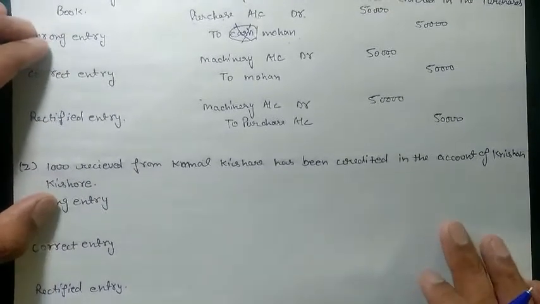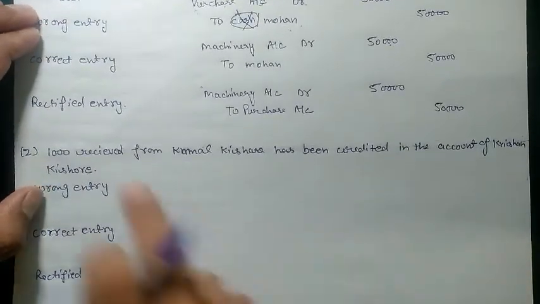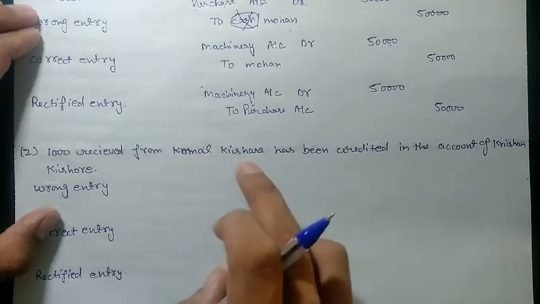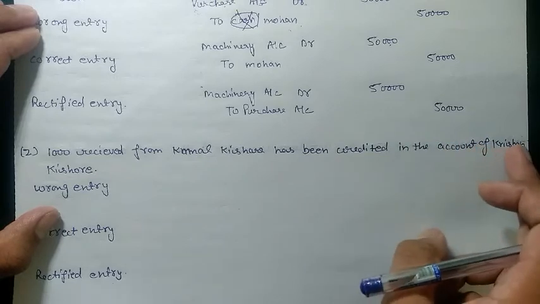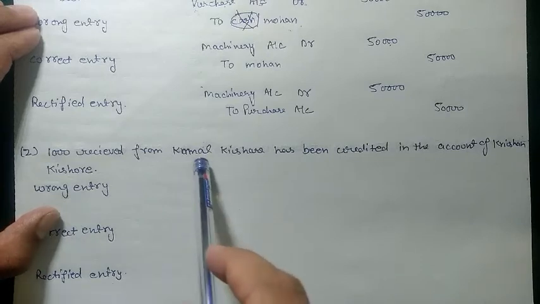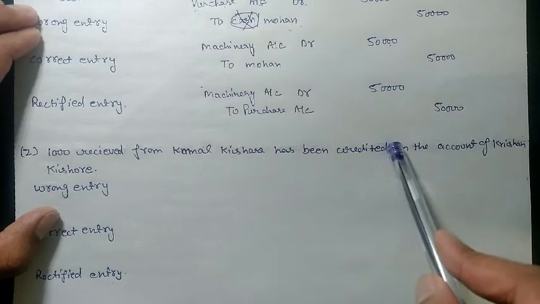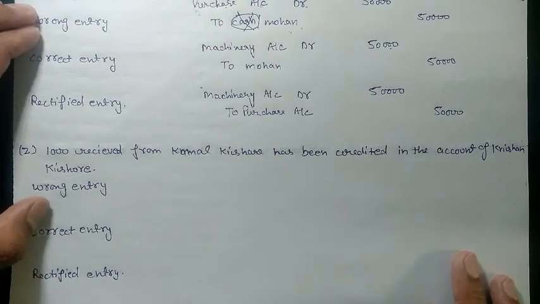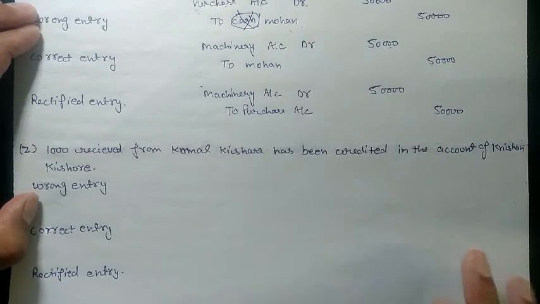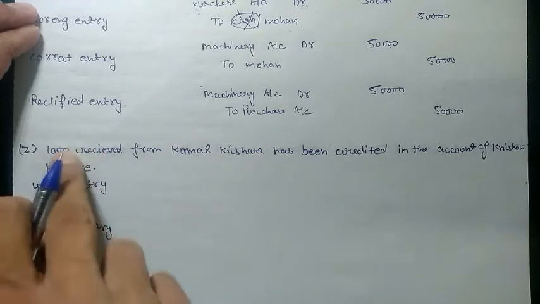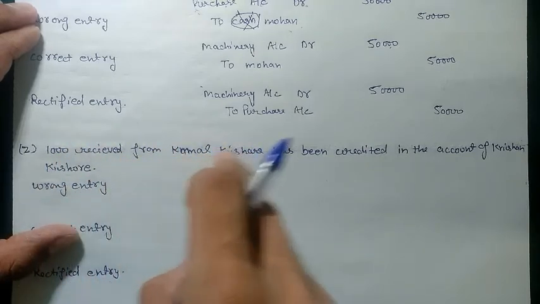After this we have another example. 1000 received from Kamal Kishore. 1000 received from Kamal Kishore have been credited in the account of Krishan Kishore. So there is a difference between the names. We need to post the entry in the account of Kamal Kishore, but we have credited the account of Krishan Kishore. So first we need to find what wrong entry we have made and what correct entry we were needing to make. So first we need to find the account, the 1000 rupees received from Kamal Kishore.